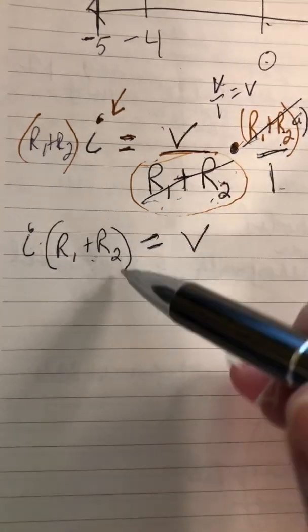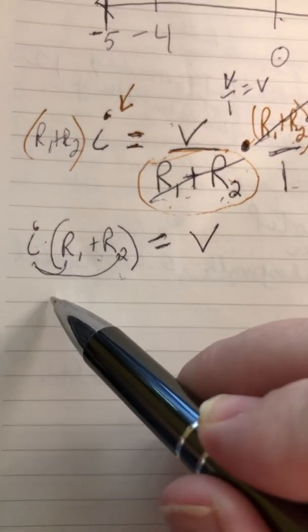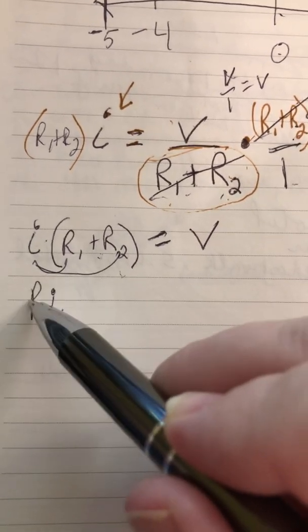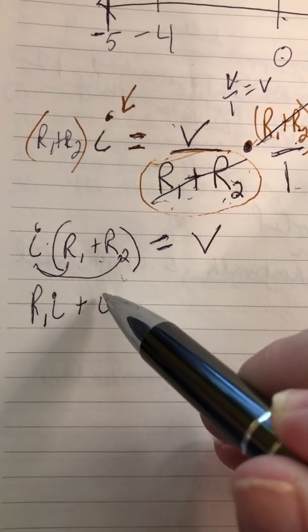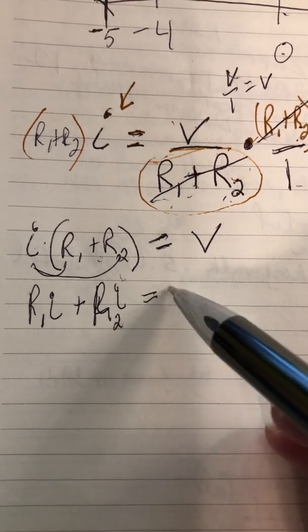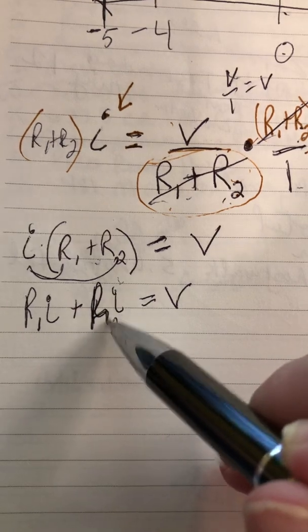Now, what we want to do is go ahead and distribute this. So it's going to be I times R1 plus I times R2 equals V. So I distributed that.